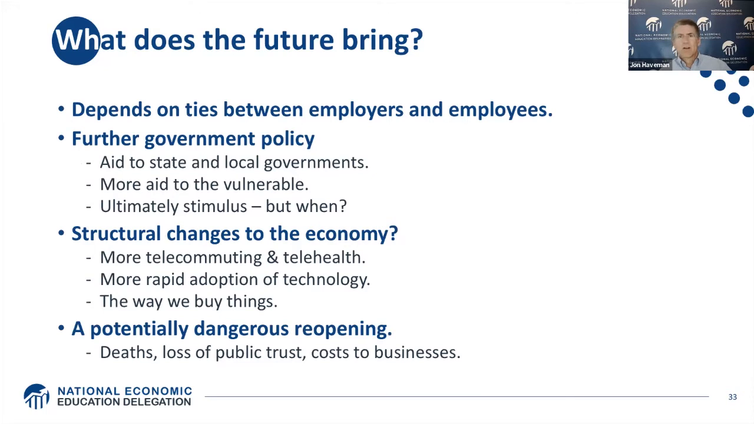The $600 check bonus that you get for unemployment insurance, that expires at the end of July. I think that it's going to be much longer than the end of July when we're going to need extended unemployment. Ultimately, we're going to need stimulus, but when? That all depends on how well we deal with this. And in a minute, I'll make the case we're not dealing very well with it.